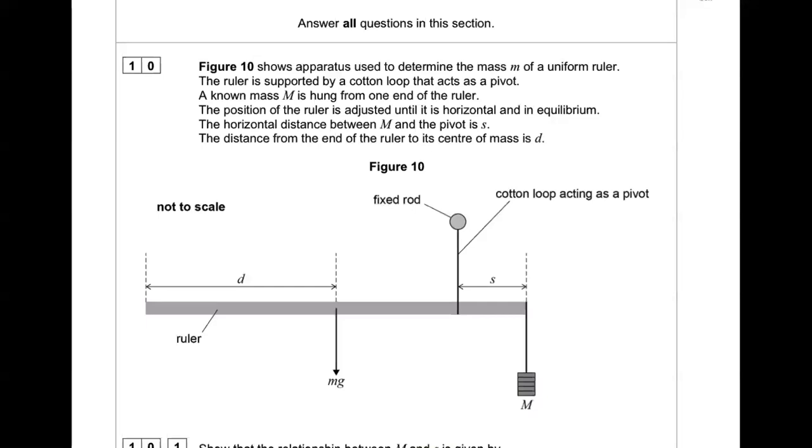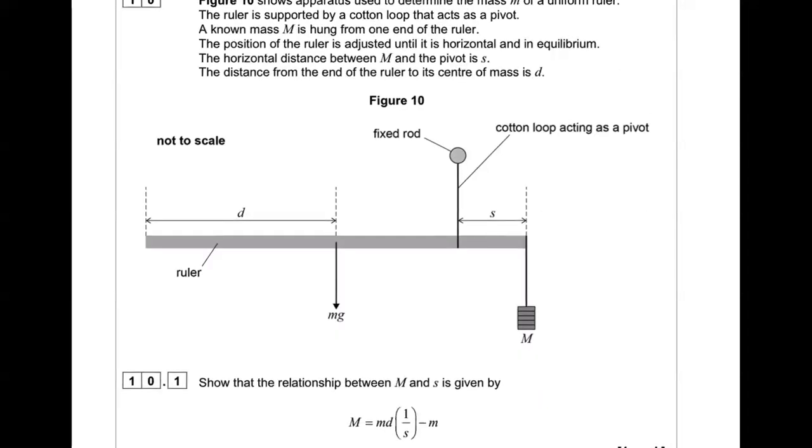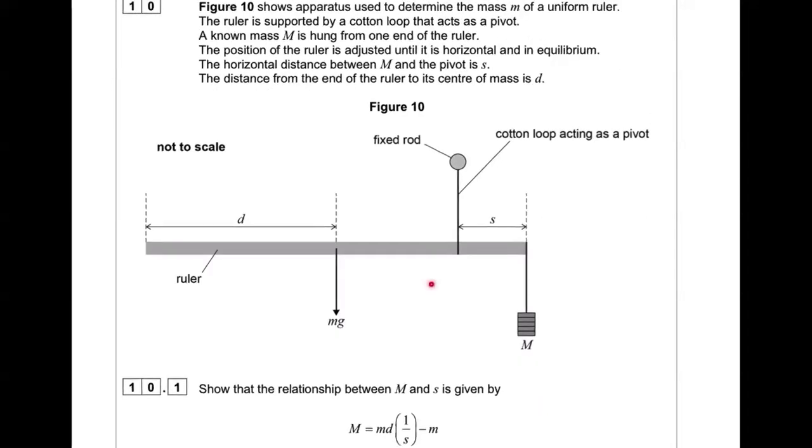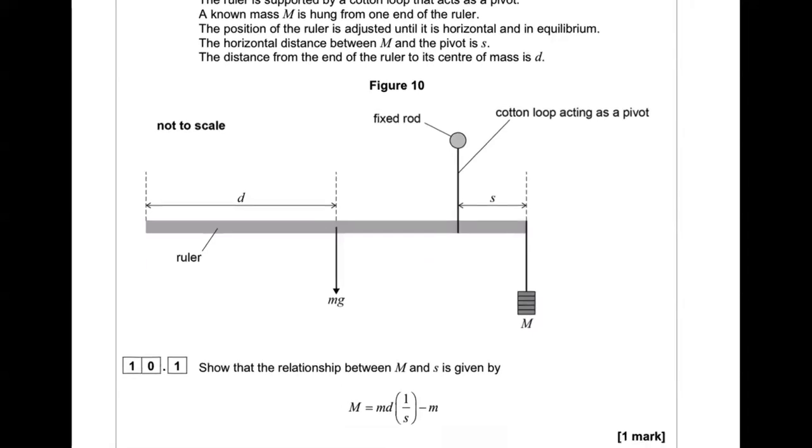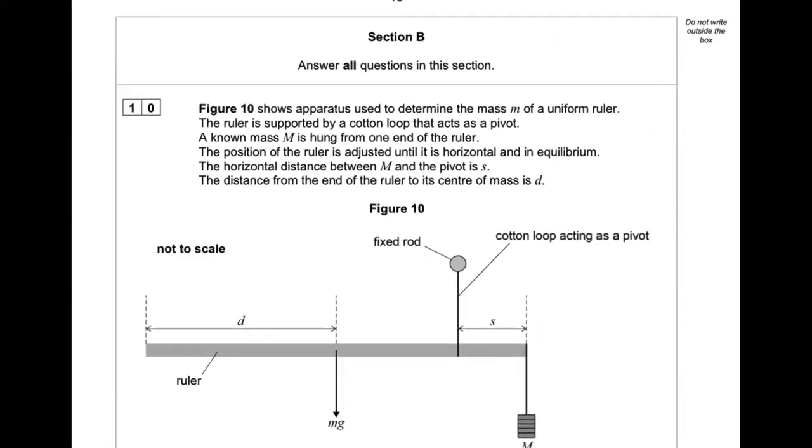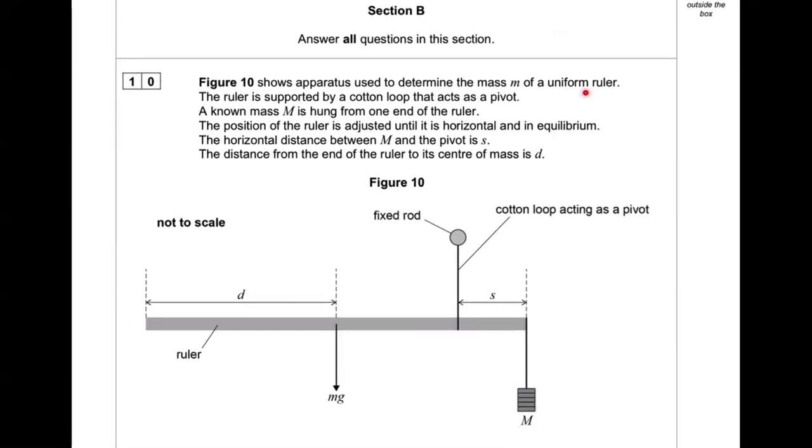All right. So in this case, this cotton loop is basically the pivot, and I can see that that's this thing then. Okay, so the ruler is uniform, right? It says that somewhere here, yeah. So it's a uniform ruler. So if this is d, then this means that all of this is d as well. So then this distance that we need, this is d minus s, right?